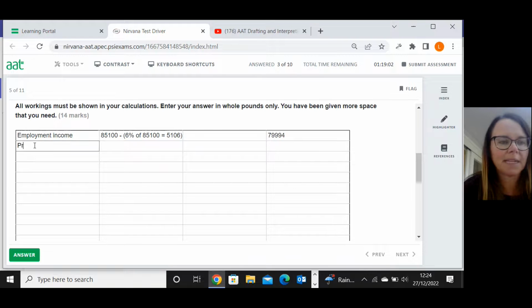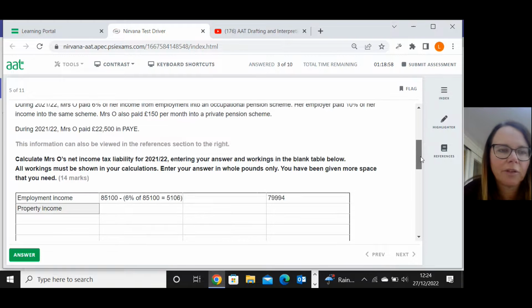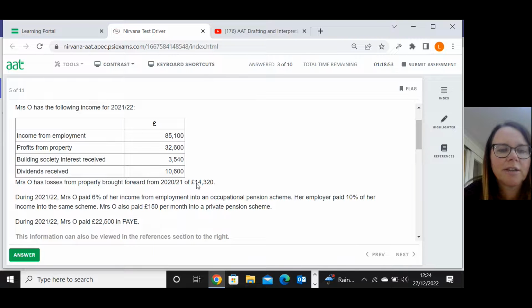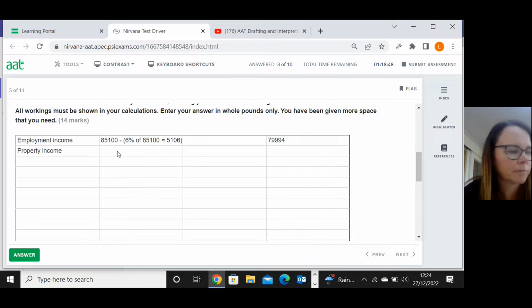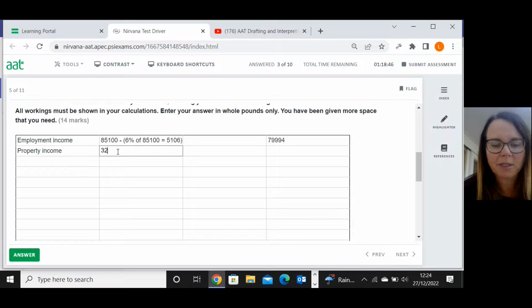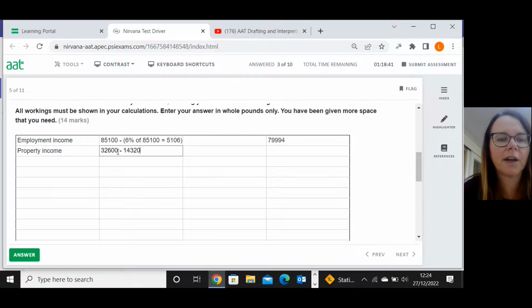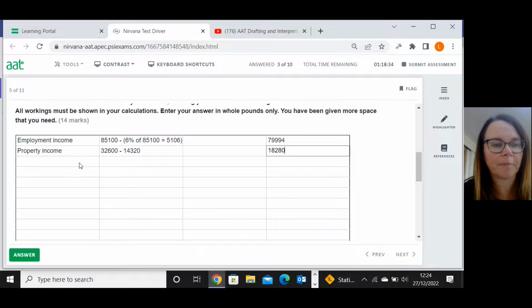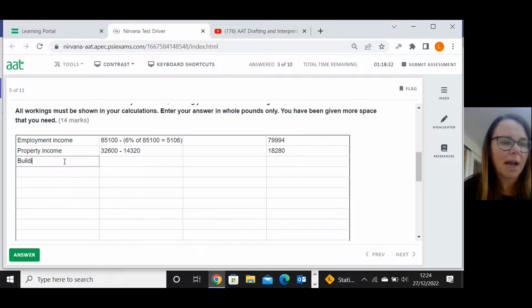We've then got our property income. So remember we said that we've got those losses brought forward. So again, let's show a working. So we've got 32,600 minus 14,320. And then we can just put what that is, which is 18,280. Right, we've then got our building society interest.